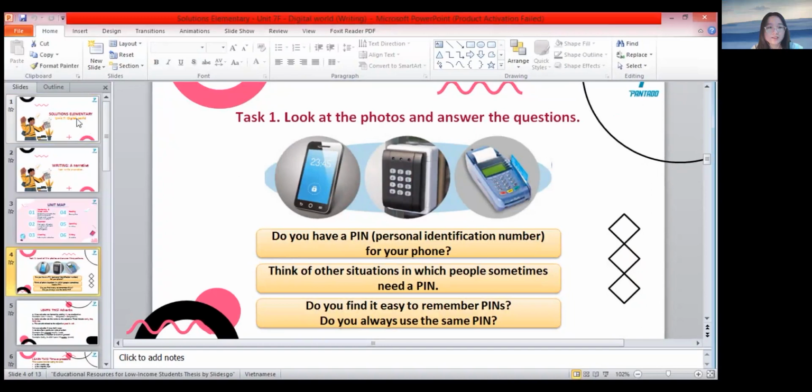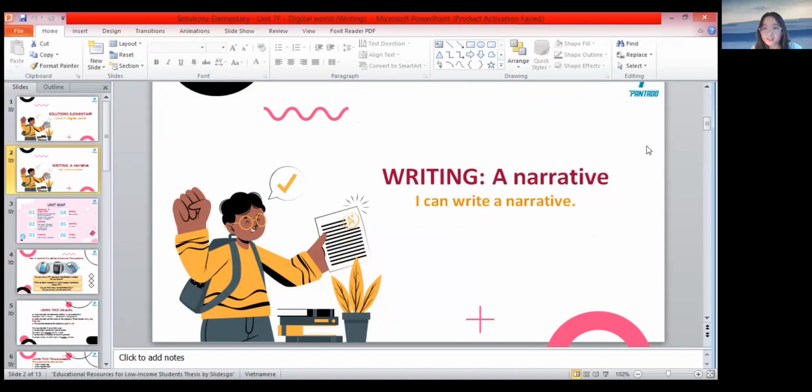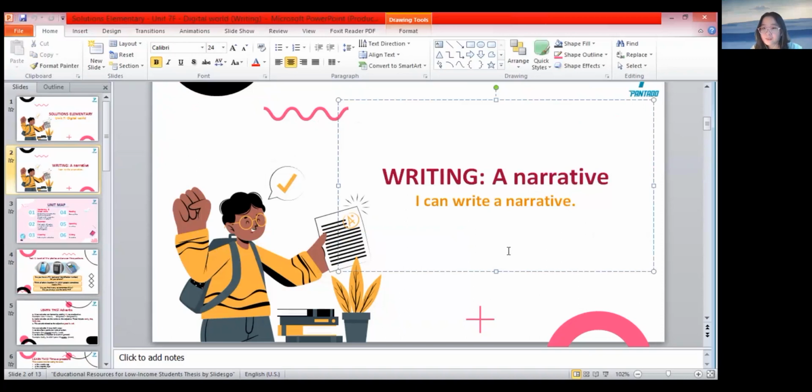Okay, so we're going to move to the last part of Unit 7, which is writing. Today we're going to learn how to write a narrative. This is the last lesson of Unit 7, and after that we're going to have the test, maybe on Thursday if we finish this lesson, or maybe on Saturday if we don't finish this one. So try to finish this one, and on Thursday we're going to do the test.